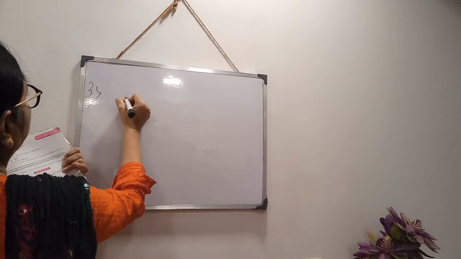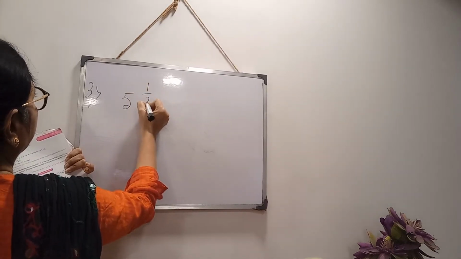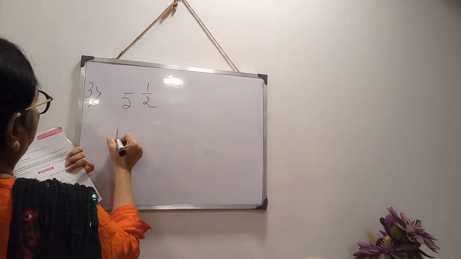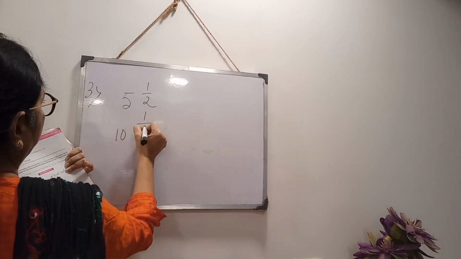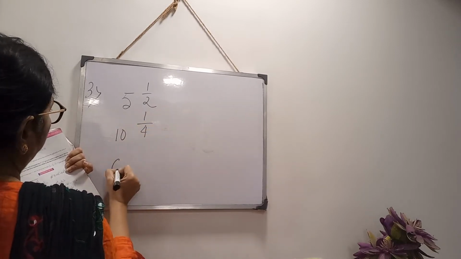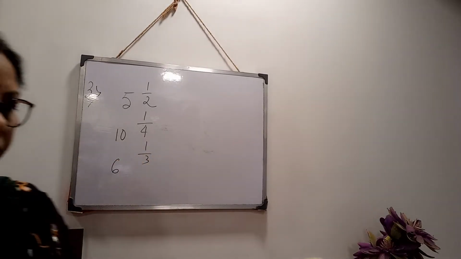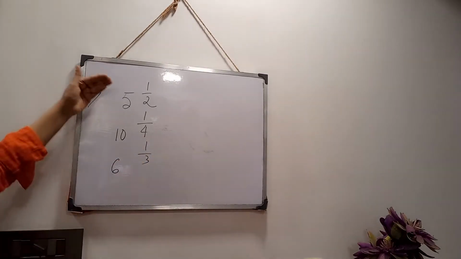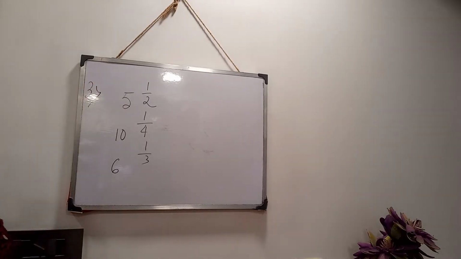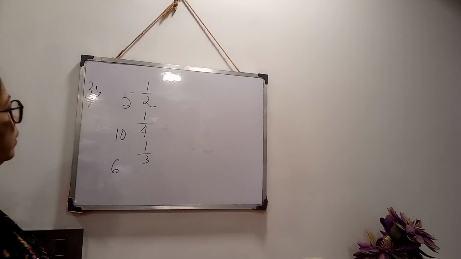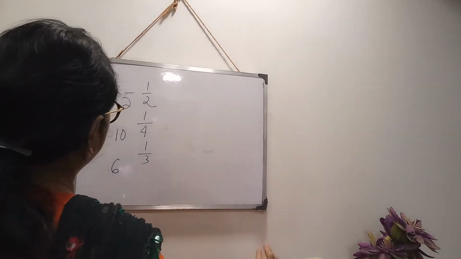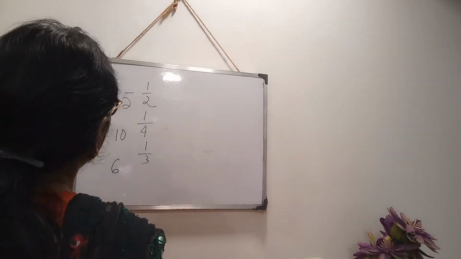5 to the power 1 by 2, 10 to the power 1 by 4, 6 to the power 1 by 3. So the powers are 1 by 2, 1 by 4 and 1 by 3, and the numbers are also different: 5, 10 and 6. So it is not possible for us to tell which one is smaller and which one will come in the second position. So what to do?